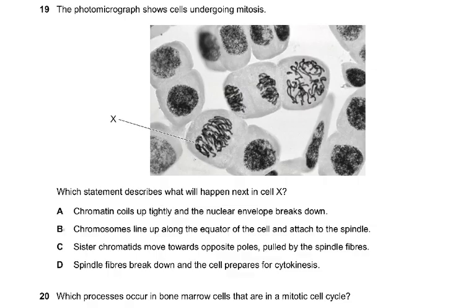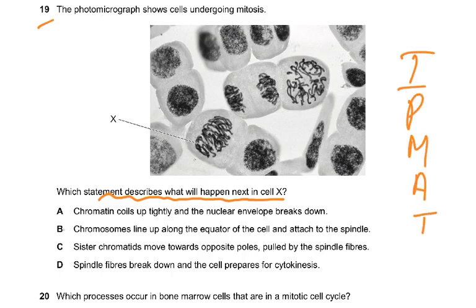The photomicrograph shows cells undergoing mitosis. Which statement describes what will happen next in cell X? Cell X is what? Prophase, metaphase, anaphase, telophase. In metaphase, what happens? Chromosomes line up along the equator of the cell and attach to the spindle. So that's why it's going to be B.